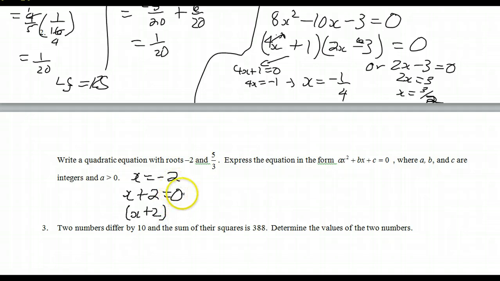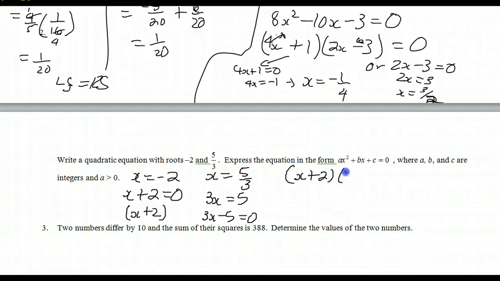Zero product property says we need factors that are equal to 0. This one is x is equal to 5/3, right? This is what we know. Multiply both sides by 3. 3x equals 5. We need this to be equal to 0, so 3x minus 5 is equal to 0. This is our other factor. So our two factors are x plus 2 and 3x minus 5.